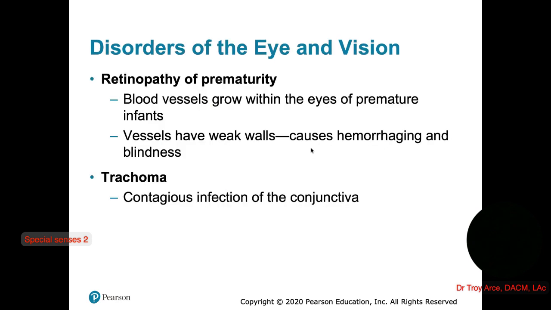So the disorders of the eye and vision: you have retinopathy of prematurity, and this happens when blood vessels grow within the eyes of premature infants, and the vessels have weak walls, and what happens is it causes hemorrhaging and blindness. So very important to get that checked out. And then we have trachoma, which is a contagious infection of the conjunctiva.